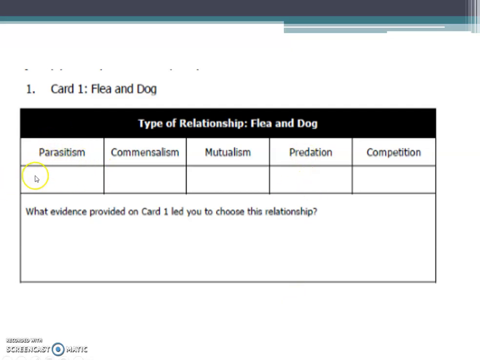Okay, so in this scenario, it would be parasitism, right? It's like a parasite. The flea doesn't want to kill the dog, but the flea's going to get blood from the dog and harm him.